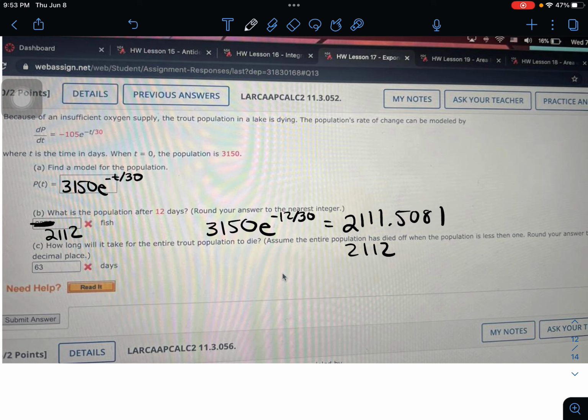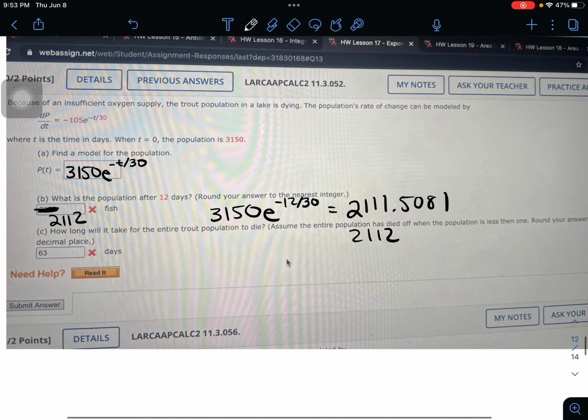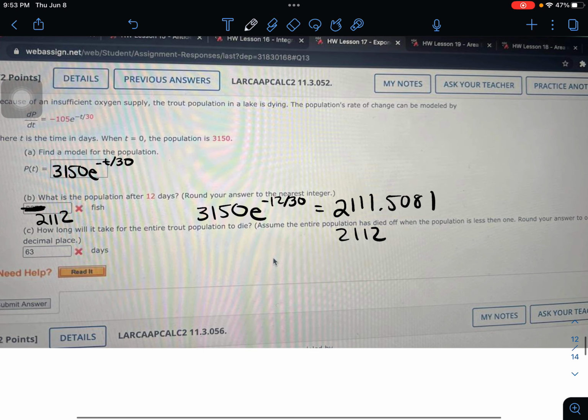Then I'm going to go to C. C says, how long will it take for the entire trout population to die? Assume the entire population has died off when the population is less than 1. Oh, hold on a second. Round your answer to 1 decimal place.